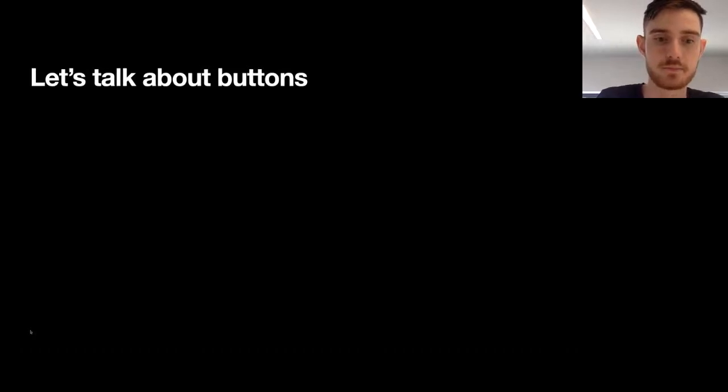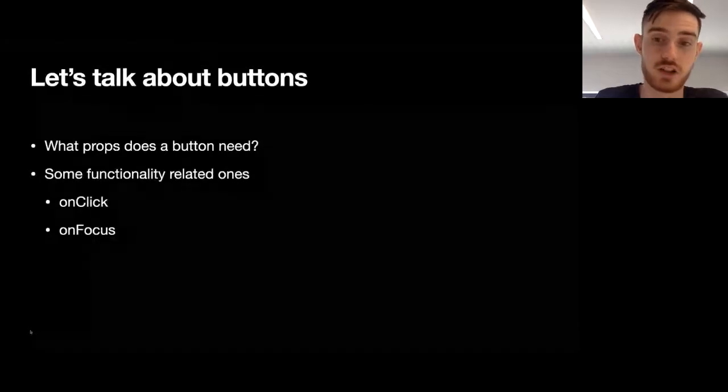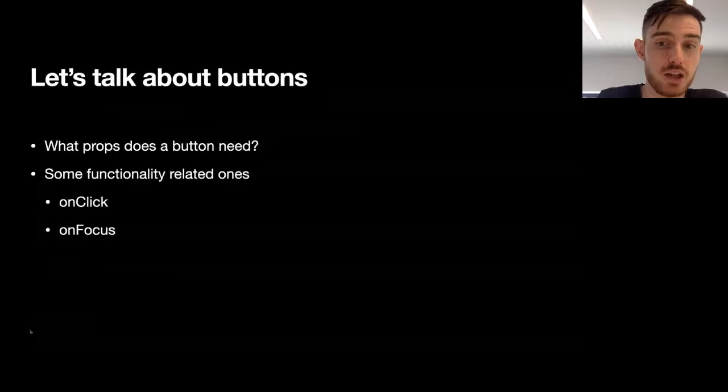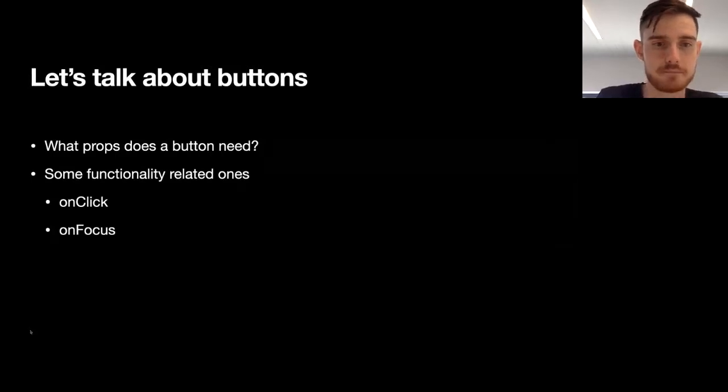So with buttons, API design is essential. Implementation is pretty easy for buttons. They're very simple. The difficulty is conceptual on a button, and it's the API design. So what props does a button need? I mean, it feels like a simple exercise. There's going to be some functionality related ones, such as on-click, almost certainly. Maybe some others, on focus, on blur, who knows. Some functionality ones, maybe some data attributes if you want to track things. There's going to be some stuff to add there.